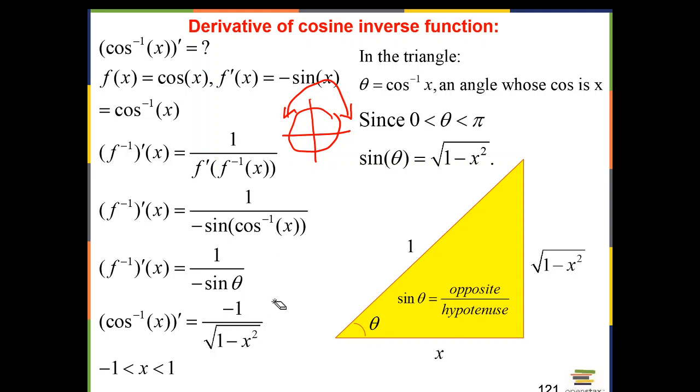And that's the same pattern that we had with trig functions too. All the cofunctions, the derivatives were negative. It is true for inverses too. So the derivative of cosine inverse is negative 1 over square root of 1 minus x squared.